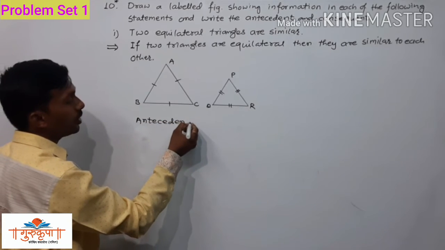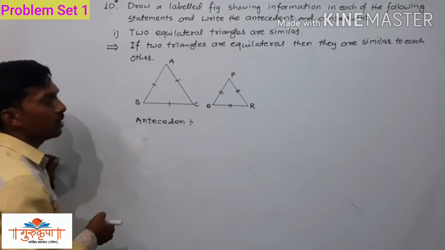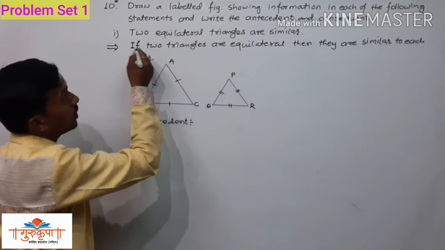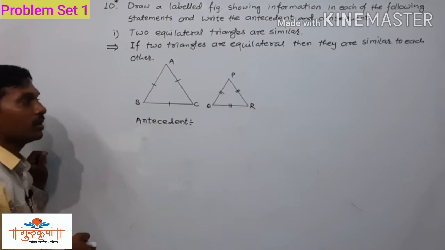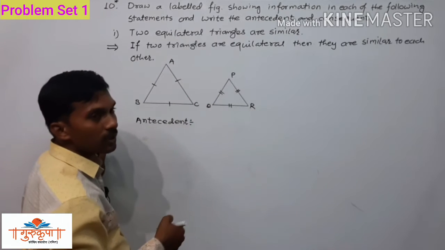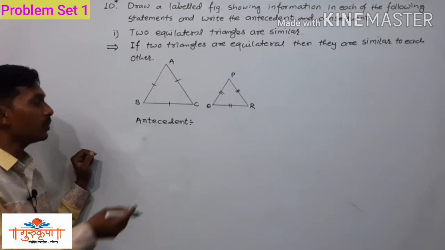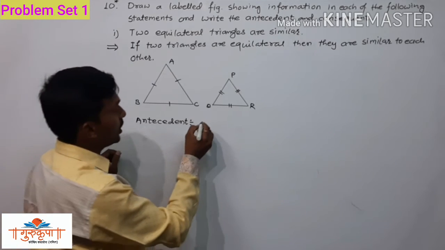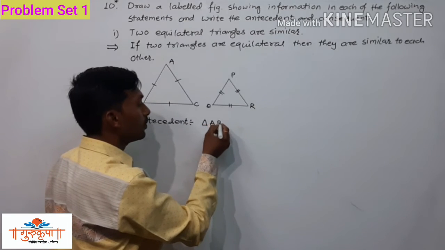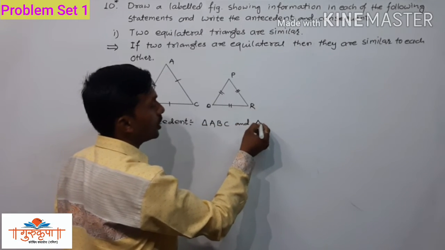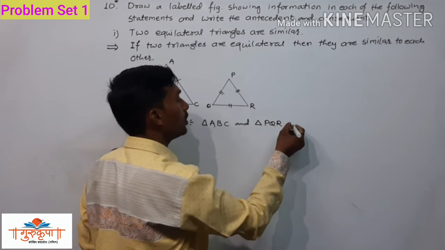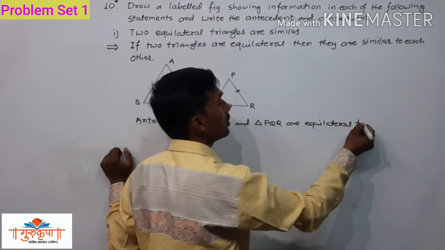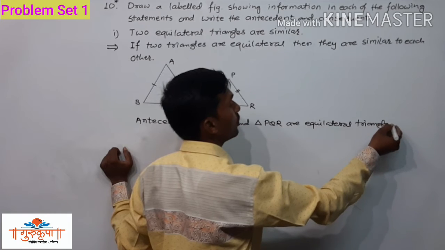What is the antecedent according to the statement? According to the statement, the antecedent is the part following if: two triangles are equilateral triangles. Triangle ABC and triangle PQR are equilateral triangles. That is the given information, that is the antecedent. Here we can write: triangle ABC and triangle PQR are equilateral triangles. That is the given information.